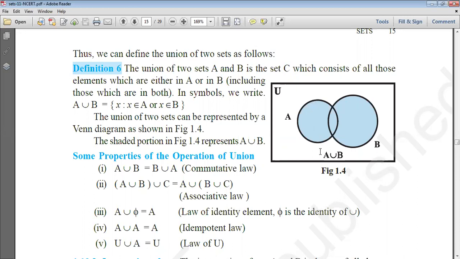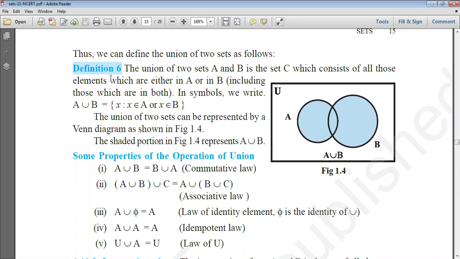So A union B means collection of all elements. So all elements, that's why both the circles A and B are shaded here. Shaded means the entire portion is represented by A union B. And A union B in set builder form also we can write.